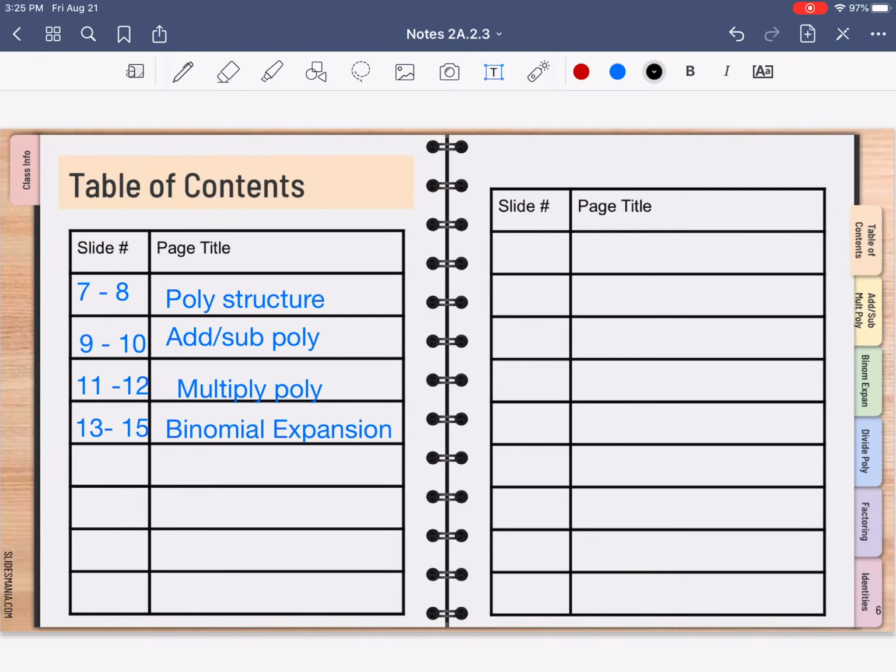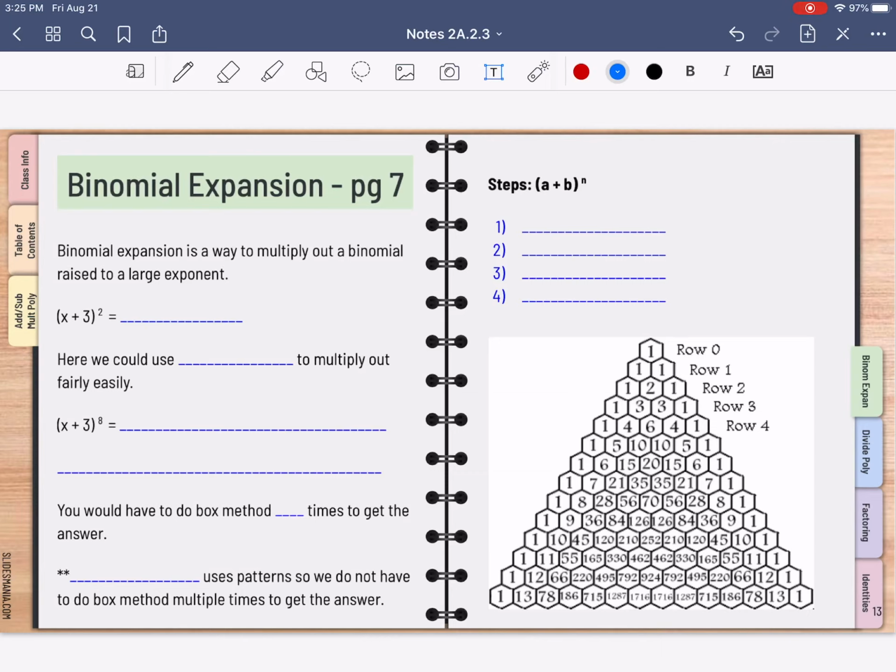Okay, so you guys can go to slide 6. Go ahead and fill out your table of contents for me, please. Today we're going to be on slide 13 through 15. We're going to be talking about binomial expansion. You can pause here and get that typed down. Then you can get over to slide 13 for me, please.